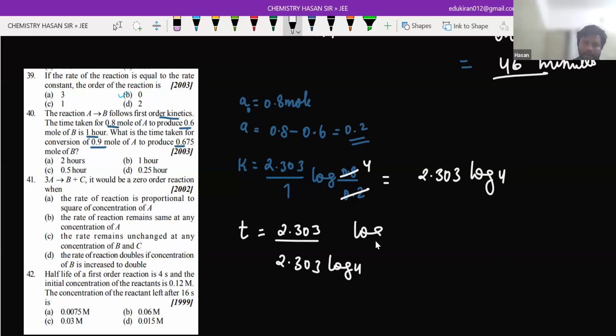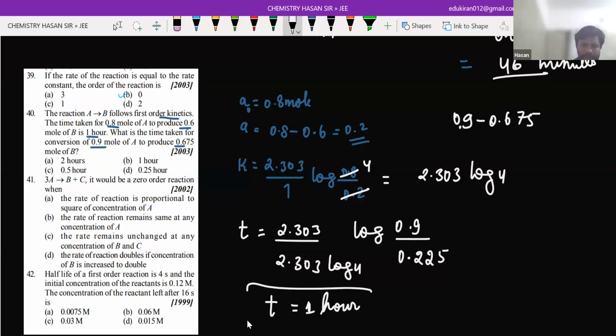And here it is log of initial concentration, 0.9, over the final concentration. The final concentration is what remains after producing 0.675, so you just need to subtract: 0.9 minus 0.675 gives 0.225. After that, you can calculate the value of t. It will be 1 hour as well. Very simple it is.